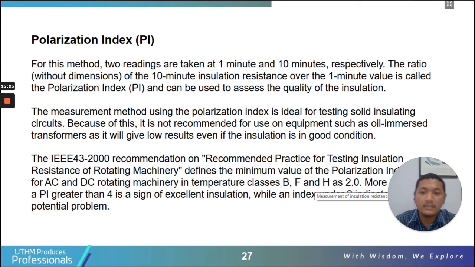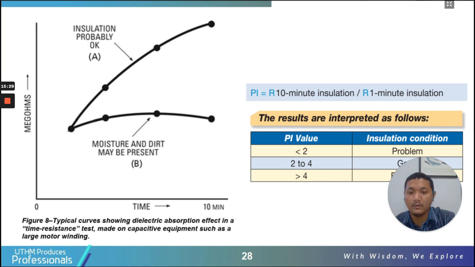The reason is this. If you look at the figure here, this dot is the IR value over time, taken at 1 minute and at 10 minutes. If the IR value stays the same after 10 minutes, it usually indicates that moisture and dirt are present in the insulation, meaning the insulation is contaminated, not good. We have to clean the insulation. But if the insulation resistance keeps increasing after 10 minutes, it means the insulation is okay, the insulation is good.